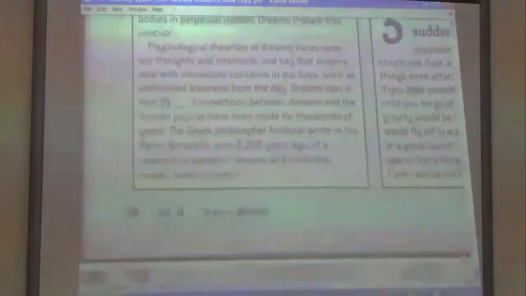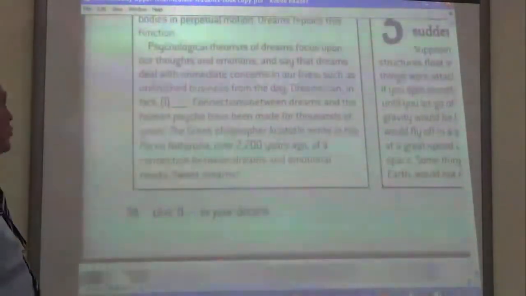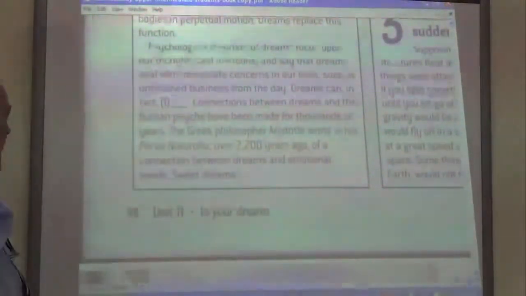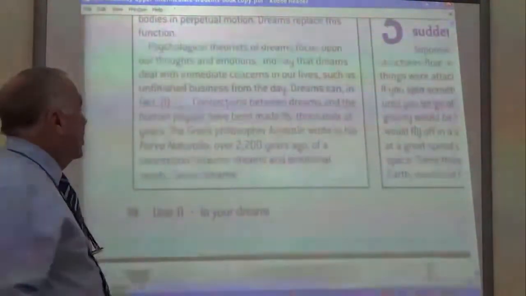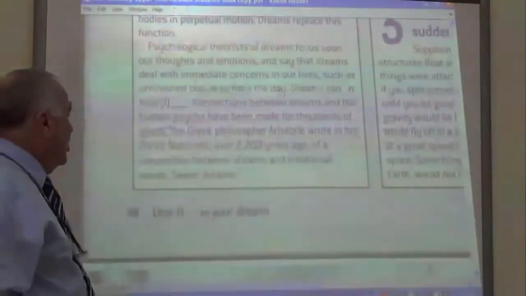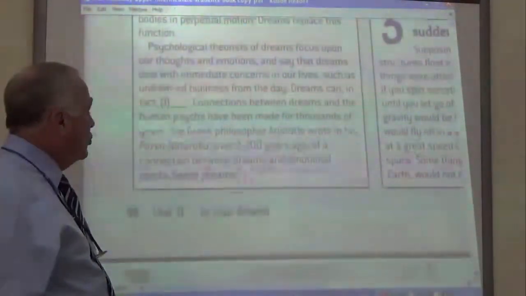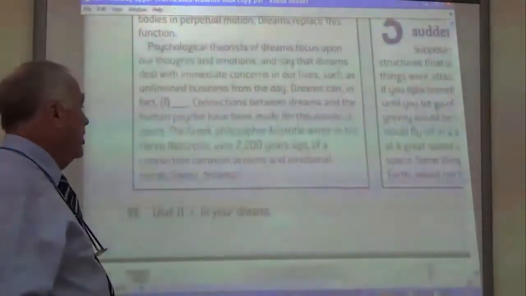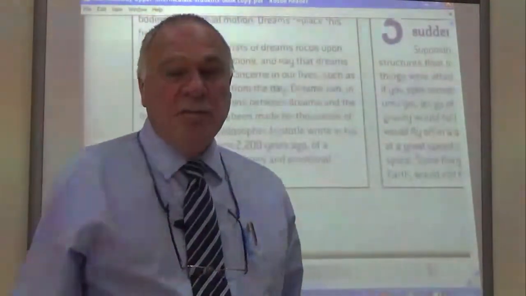"Psychological theorists of dreams focus upon our thoughts and emotions and say that dreams deal with immediate concerns in our lives, such as unfinished business from the day. Dreams can, in fact," we will come back to that. "Connections between dreams and the human psyche have been made for thousands of years. The Greek philosopher Aristotle wrote in his Parva Naturalia over 2,200 years ago of a connection between dreams and emotional needs." So the psychological theory focuses upon our thoughts and emotions.